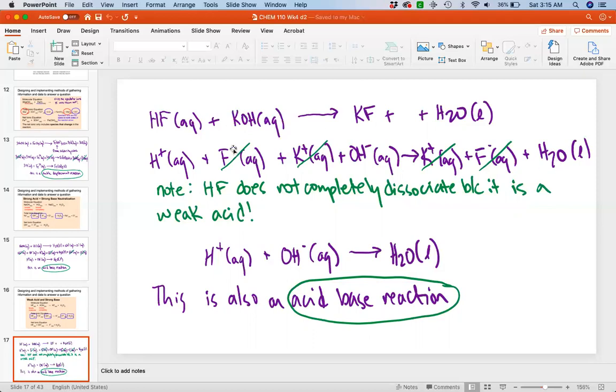And so if we think about the spectator ions, our potassium, which is our K+, and our fluoride, which is our F-, cancel. And we're left with, again, this formation of water, which tells us that, again, this is an acid-base reaction.